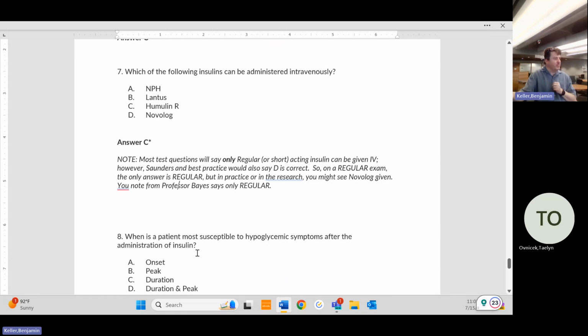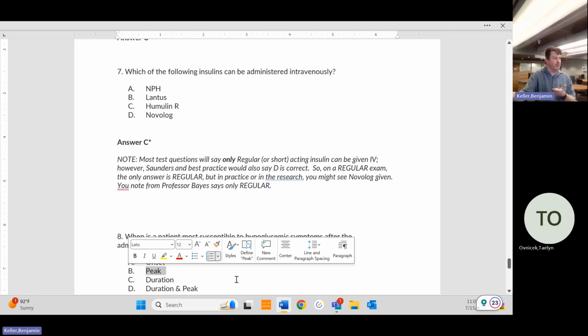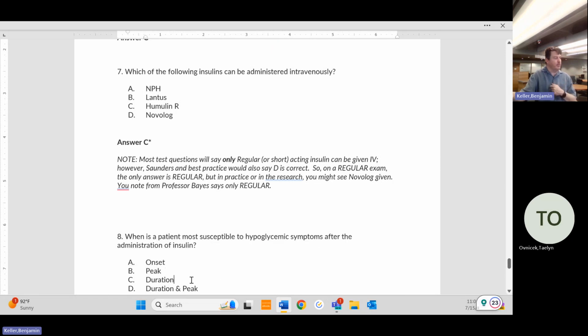So when is a patient most susceptible to hypoglycemic symptoms after the administration of insulin? Is it at the onset? No, that's not going to be the strongest peak of the efficacy of the medication, right? What about the peak? Well, that sounds pretty good, right? The peak time. What about the duration? That's going to be a while, right? Could be a long time. What about duration and peak?